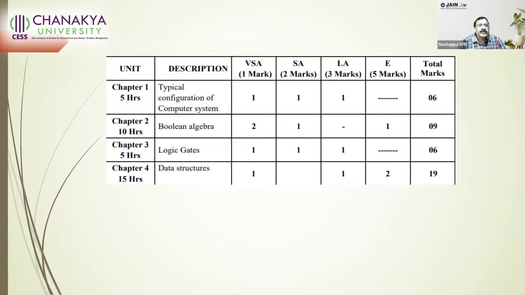The first unit covers 4 chapters. Chapter 1 is the typical configuration of a computer. Chapter 2 is Boolean algebra. Chapter 3 is logic gates. Chapter 4 is data structures. These are 4 important chapters, and if you look on the right-hand side, you can see that it covers about 40 marks from your question paper. Your paper is for 70 marks, and 40 marks come from here itself.